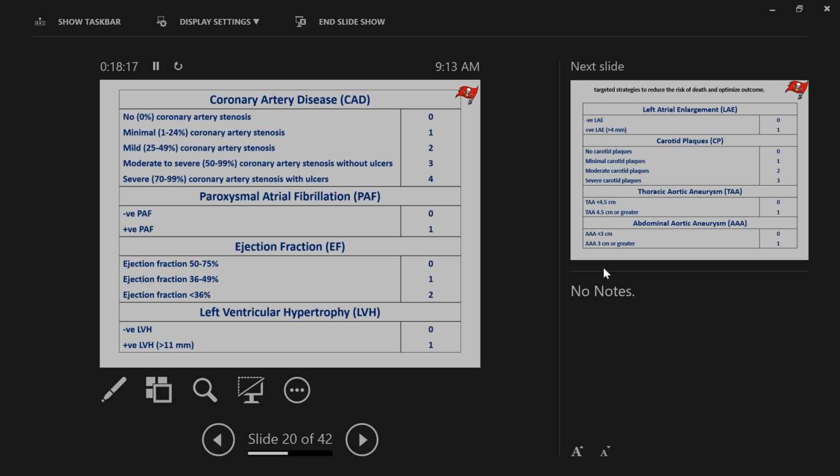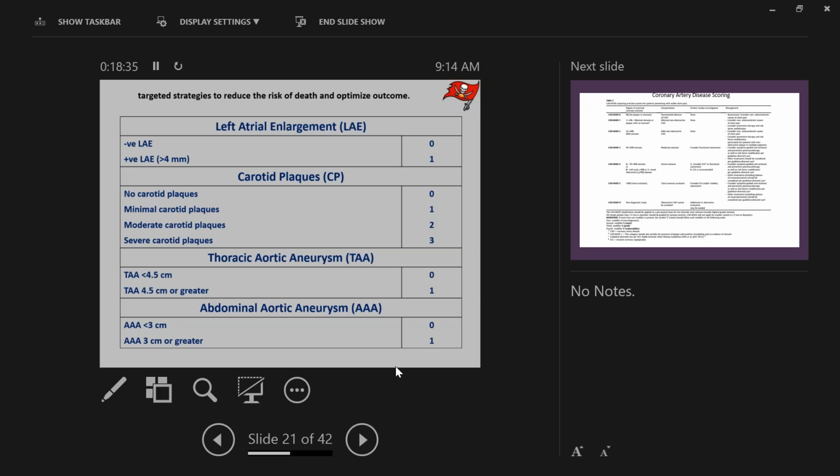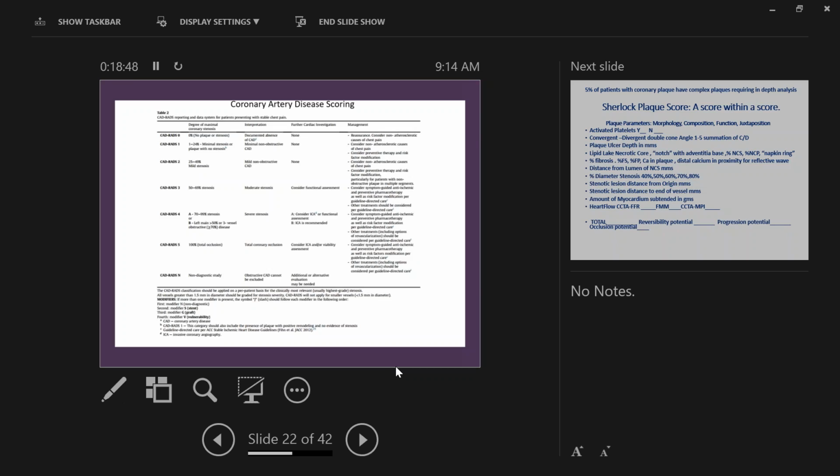And we're looking at ejection fraction from the echo, left ventricular hypertrophy from the echo. We're looking at the abdominal aorta to see if there's an aortic aneurysm. And so abdominal aorta for an aneurysm, thoracic aorta, part of our echo, carotid plaques, left atrial enlargement. We'd be looking for an ulcerated plaque in a carotid artery.